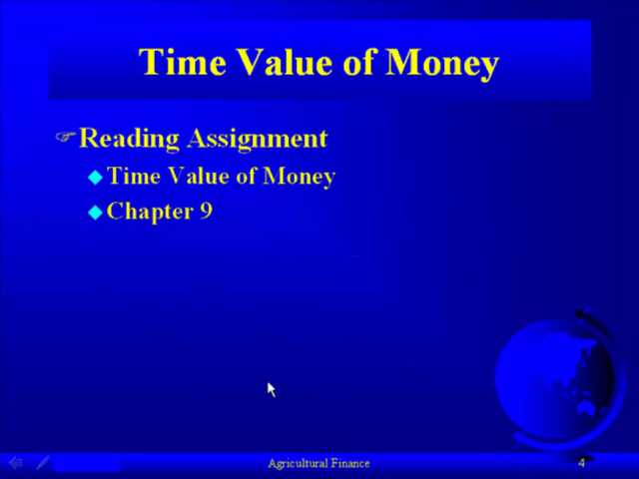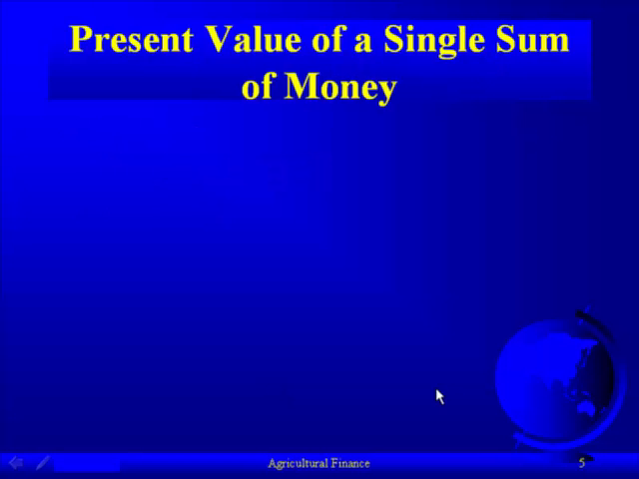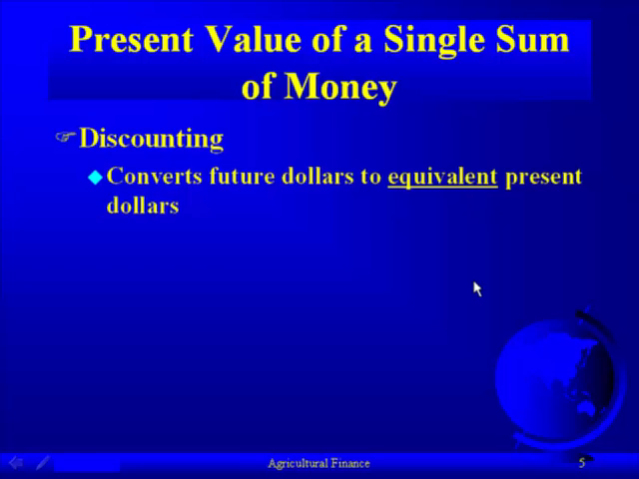The reading assignment: we're still in Chapter 9. I've made this statement before, I'll repeat it: of the chapters in the textbook, this is the one that follows most closely with what we're doing, and it forms the basis for investments, and it's worth spending some time reading it. Looking at present value of a single sum of money, we're discounting.